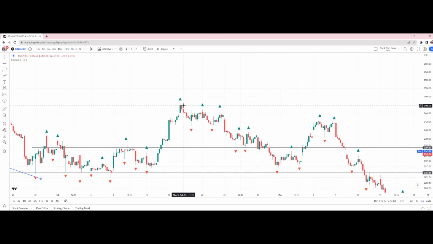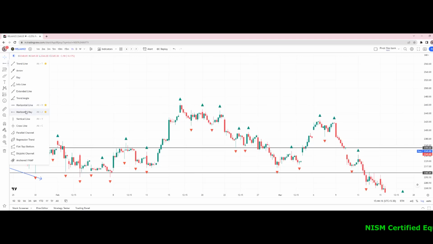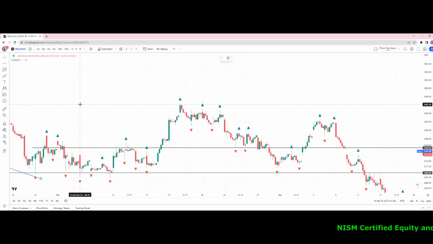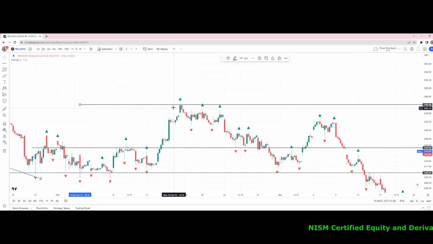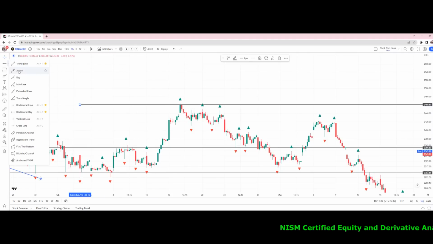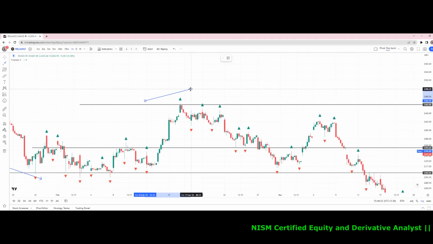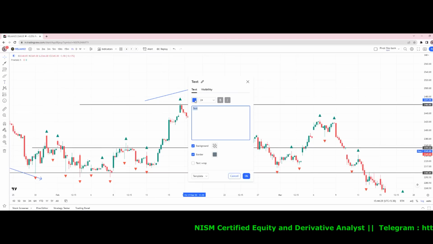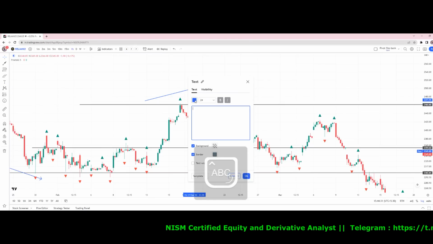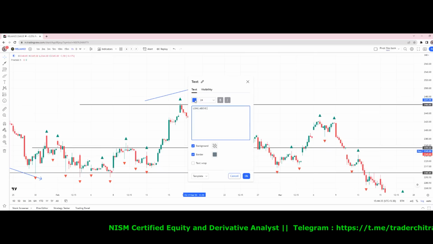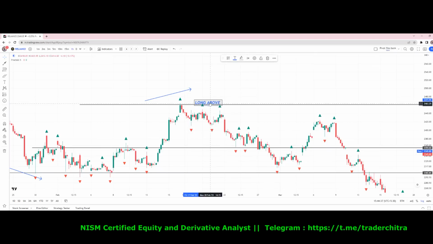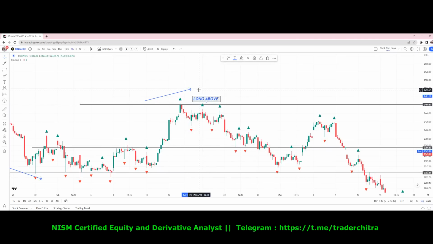And when you see here, price is at the top, that is price is at 2460 level. So there is the major resistance for Reliance. We can put a horizontal ray there. So fresh longs, if we enter, we can enter into the long trade only above this level. So only long above this.